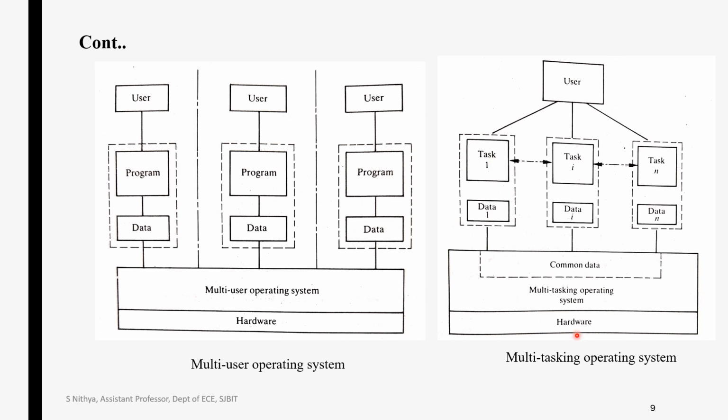And for the multitasking operating system, if you can see here, there is a user. In that, there is one program the user wants to execute. That program is divided into a number of tasks. In the diagram, you can see the tasks are task 1 to task n. The n number of tasks will be there. Each task executes on its own data, and the data of one can be used by the other task also. So there will be inter-task communication between the tasks. The data will be stored in the common area, so the data will be accessed by the other tasks. So there is inter-task communication present in this multitasking operating system.